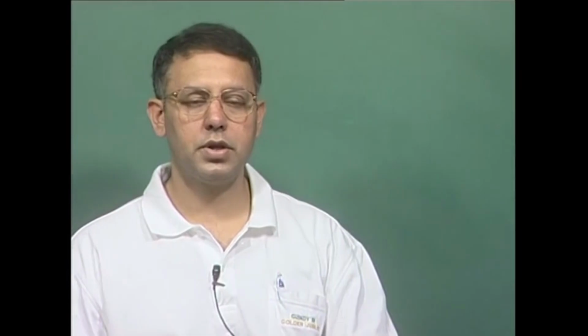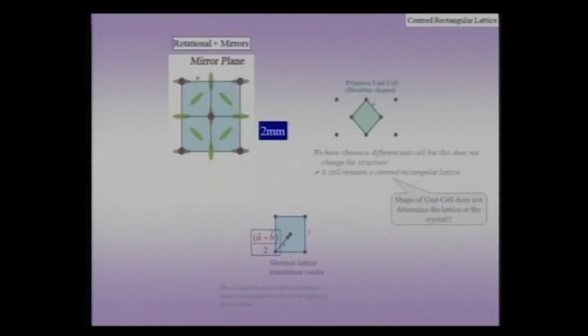The next question we ask ourselves is: what is the shortest lattice translation vector for this centered rectangular lattice? So, we have the centered unit cell of the centered rectangular lattice, and clearly neither A nor B is the shortest lattice translation vector, but it is actually half the diagonal of the unit cell, which is (A plus B) by 2. The shortest lattice translation vector is an important quantity, and we will deal with it later, especially in the context of dislocations, wherein this shall play the role of the Burgers vector.